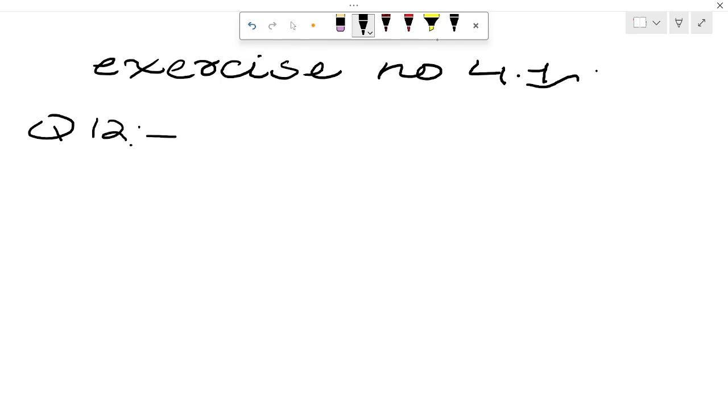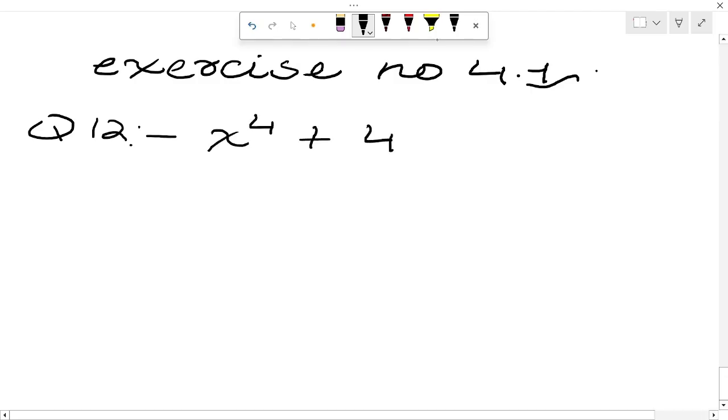Exercise number 4.1, question number 12 till question number 14. So let's start the lecture. In question number 12, it says factorize the following expressions. So the first expression is x power 4 plus 4m power 4.